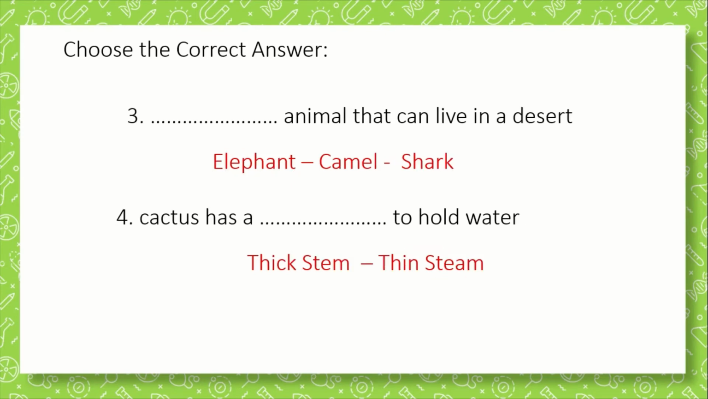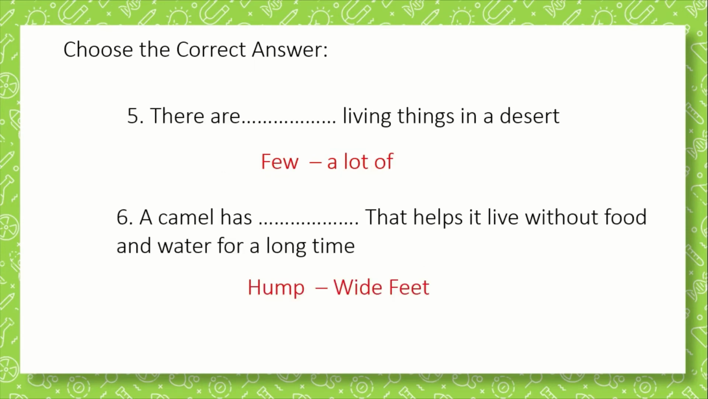Question 3. What is an animal that can live in a desert? Is it an elephant, a camel, or a shark? A camel, correct. Question 4. A cactus has a what to hold water? It has a thick stem to hold water. Question 5. There are what living things in a desert? Are there a few living things or a lot of living things? There are few living things in the desert because the desert is a very hard place to live in.